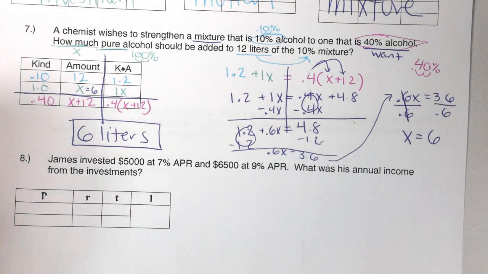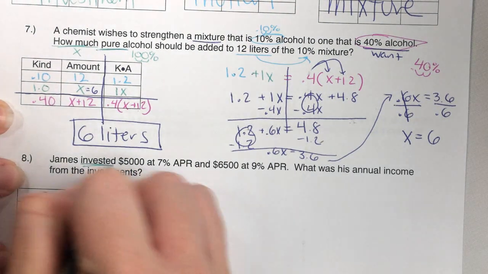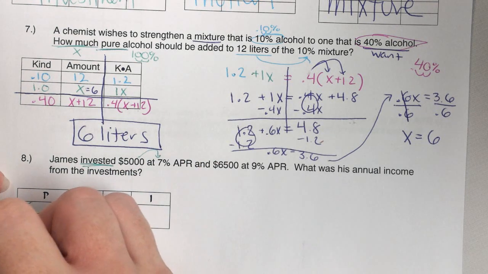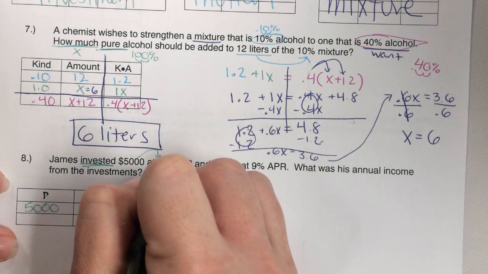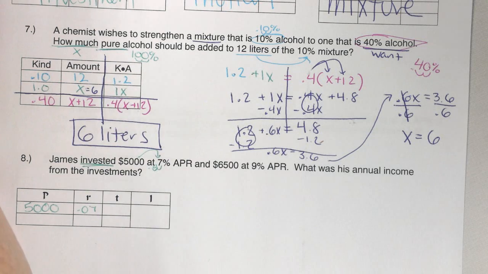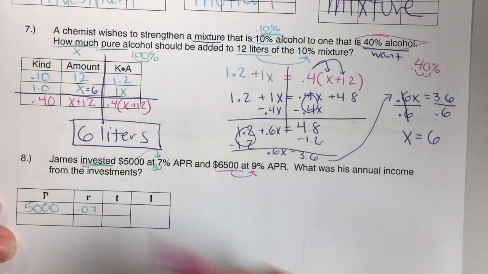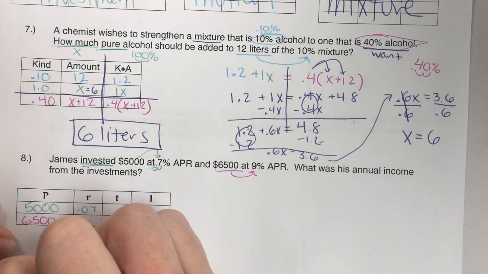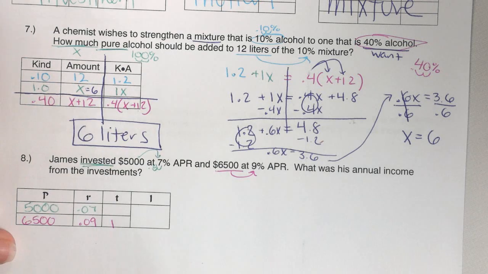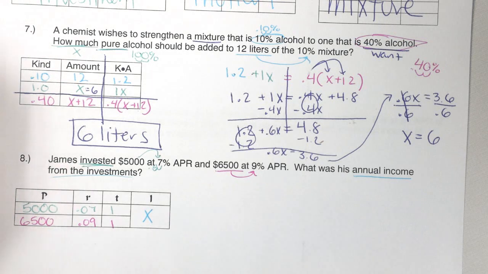Okay, so James invested, so right away I know this is investment, because it says invested $5,000 at 7%, which would be 0.07. Okay, and then it tells me he invested 6,500 at 9%. It doesn't tell me time, it says annual, so we know it's a year. And it says, what is his annual income from the investment? That's this. What money is he making? So this one's pretty simple.